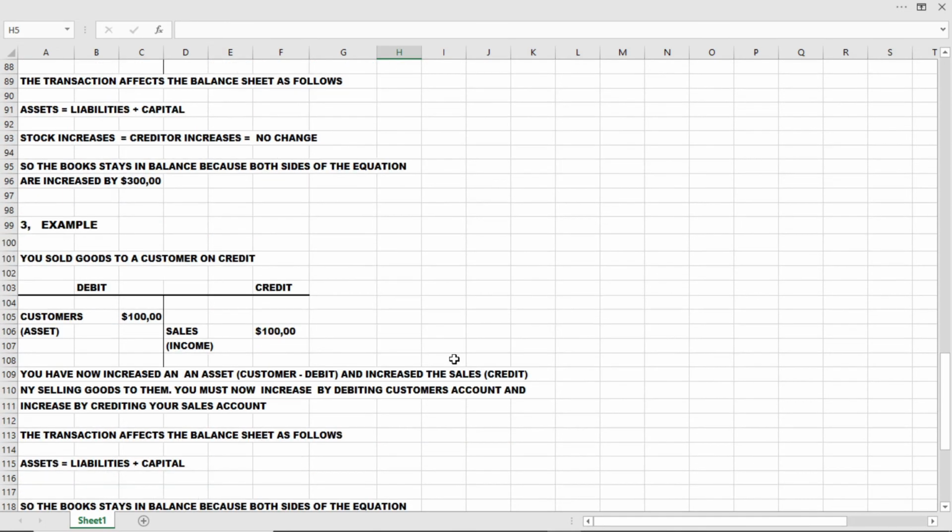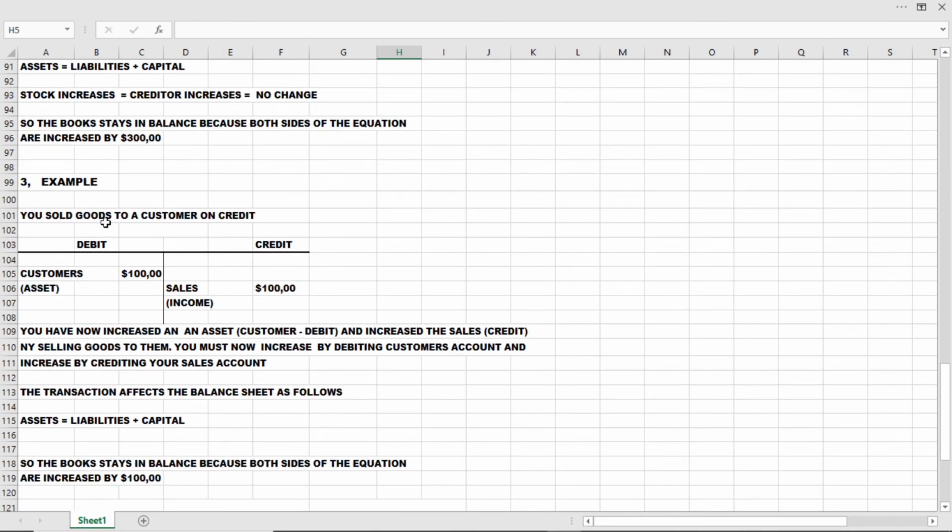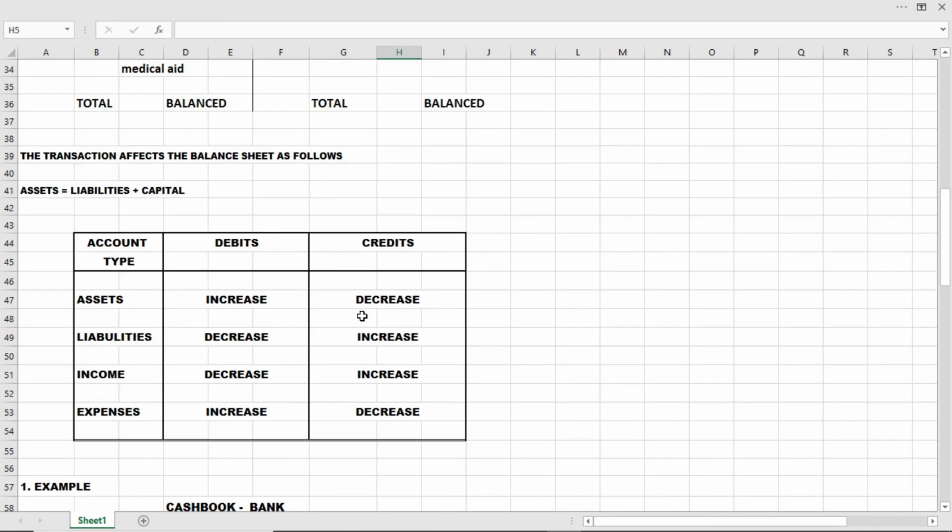All right, so third example. You sold goods to a customer on credit. So that's accounts receivable. Now, accounts receivable is an asset, so you always debit the asset side, which is debit, right? And you credit the sales income, because sales is an income. So, for example, we got customers, accounts receivable, which is increasing. So it's an asset which we increase always on the debit side, and income, which is sales.